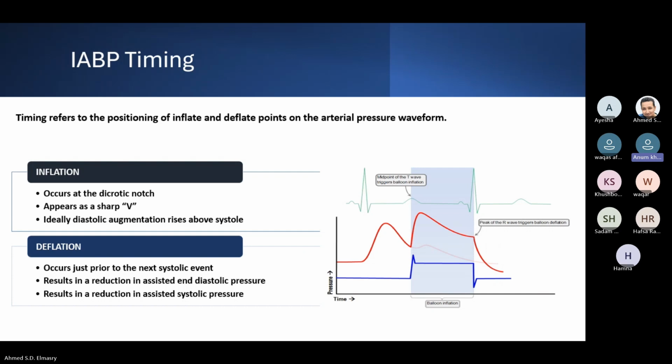I want to know this terminology, actually, vasoplegia. So what is the meaning of vasoplegia?